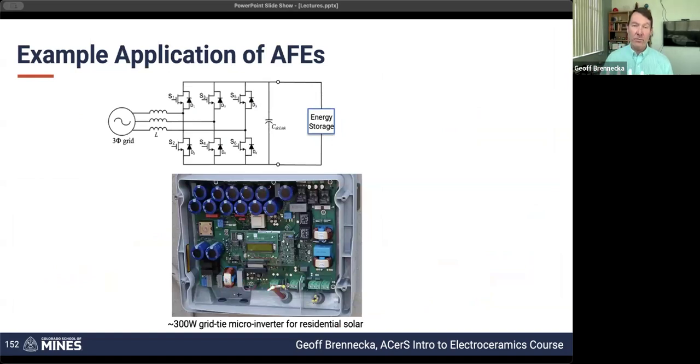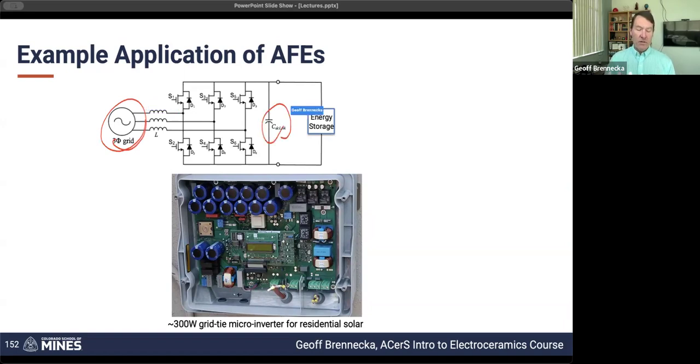As an example of where this would be important, the specific component that I'm showing here is a little old, but the concepts are still the same. This is an example of a grid-tie microinverter for residential solar. So you've got a photovoltaic cell, a solar panel on top of your roof, and that's DC. Light comes in, it creates electron-hole pairs, and you get a DC voltage out of that solar panel. If you need to connect that to your grid, that is AC.